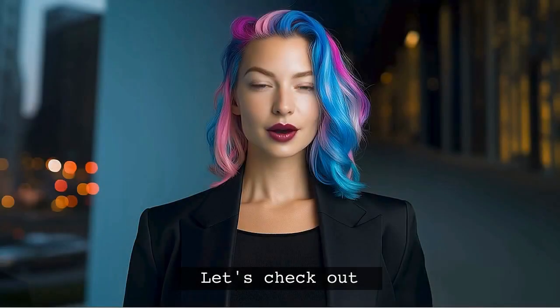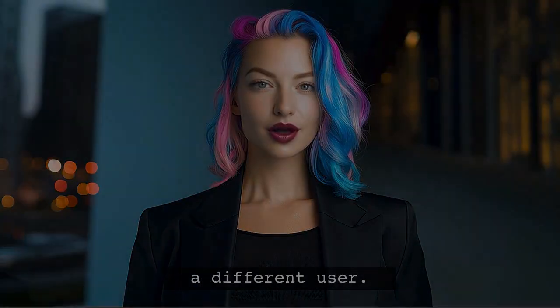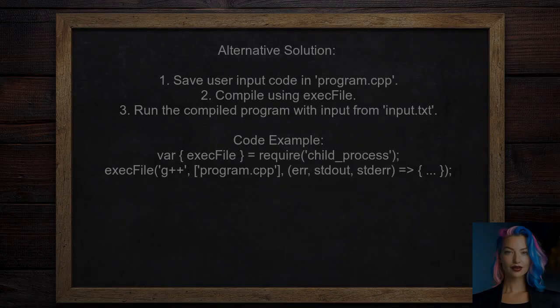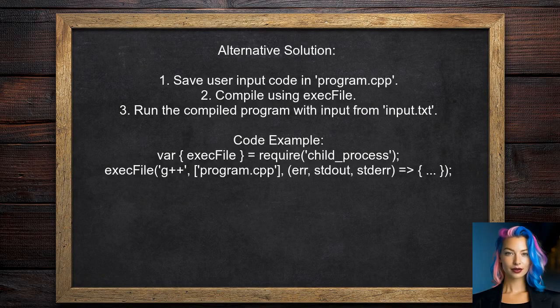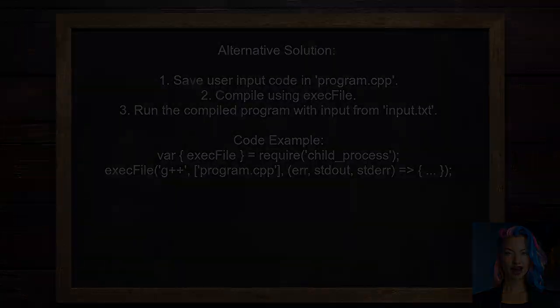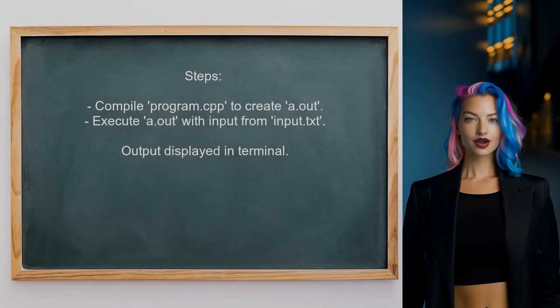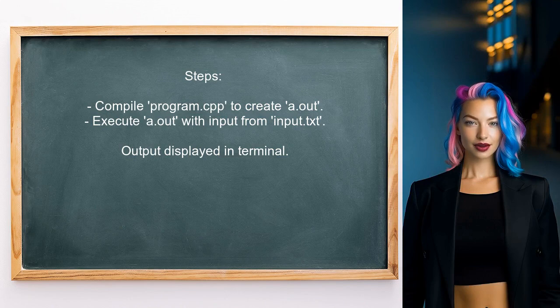Let's check out another perspective from a different user. An alternative approach suggested by another user involves saving your input code into a file using the file system module. They recommend creating a C++ file and compiling it using the execFile function from the child process module. This method compiles the C++ code and executes it, allowing you to pass input from a text file. The output can then be viewed in the terminal.